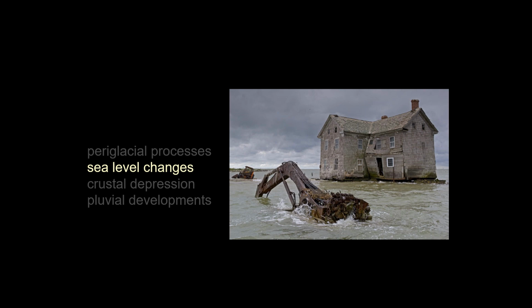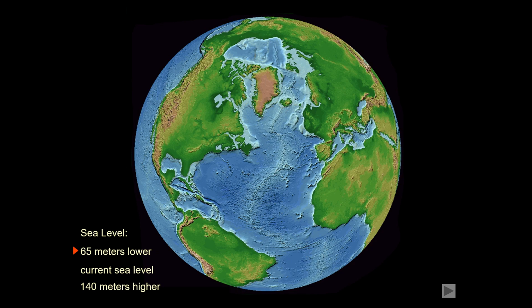So typically during a glacial period, sea levels are going down, and then as you come out of the glacial period, sea levels are rising as some of that snow and ice melts. And in fact, here's a view of the Earth the way it might have appeared during the Pleistocene, with sea levels about 65 meters lower than they are today.